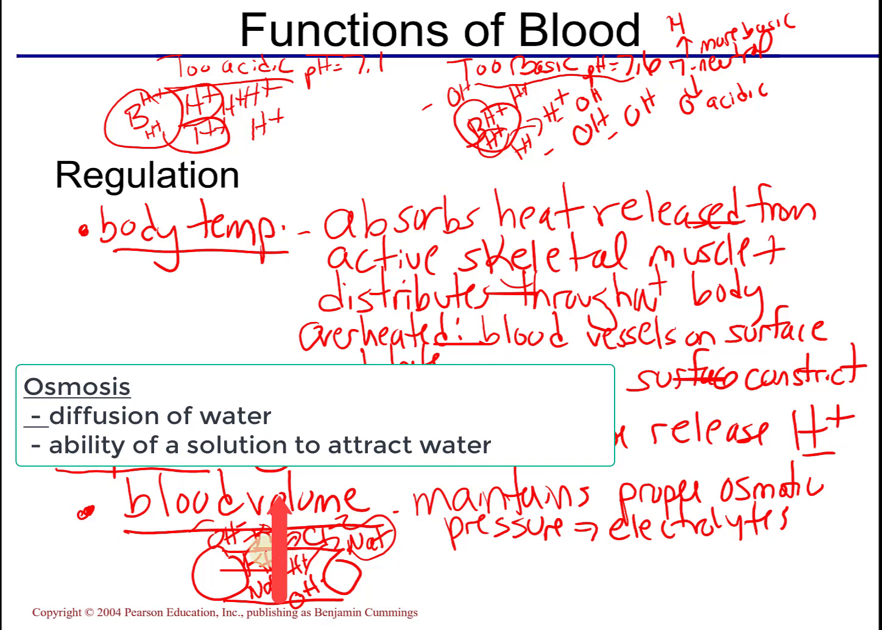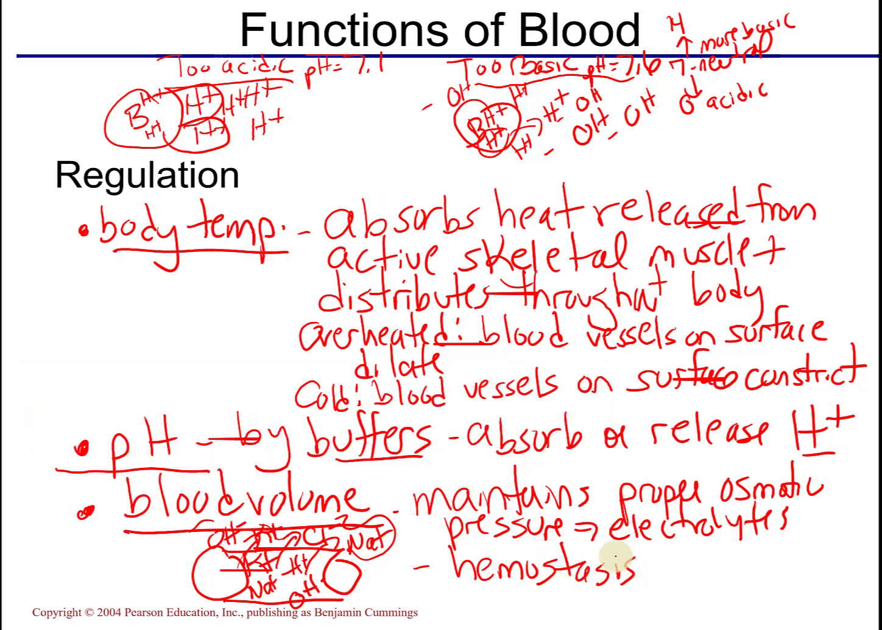And this proper balancing of electrolytes controls the movement of water. So blood volume within the blood vessel is regulated by the concentrations of electrolytes within the blood. In addition, blood volume is regulated by blood because it controls hemostasis, which, remember, is the loss of blood.